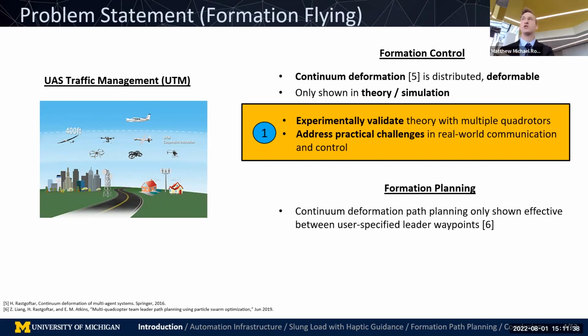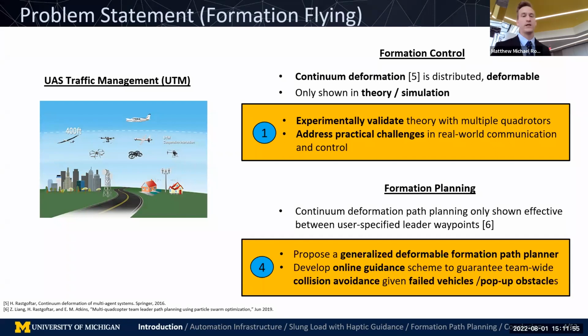On the formation planning side, sure, if we have this nice deformable formation that we can control and maintain, it's useful, but how do we actually plan for this formation through space, deforming and all these things? And so in 6, there's been some initial work showing that it can be planned between preset waypoints, but it lacks a more general planner. So problem statement number 4 is to have a general deformable formation path planner. And this will work in conjunction with having an online guidance scheme to handle pop-up obstacles and failed vehicles for collision avoidance.